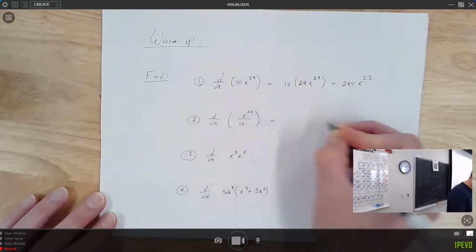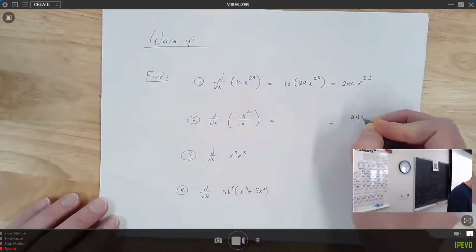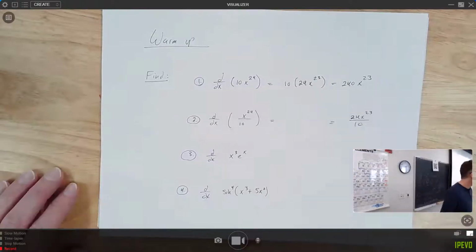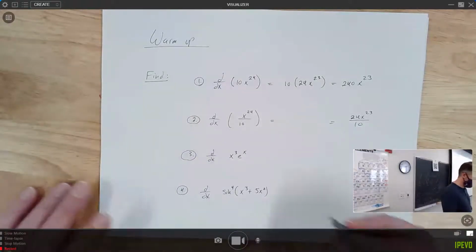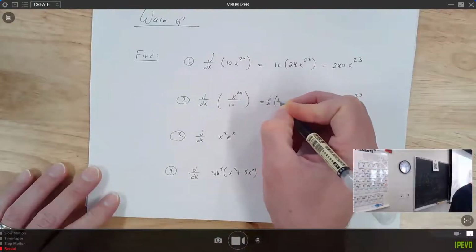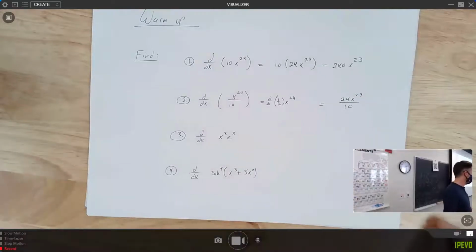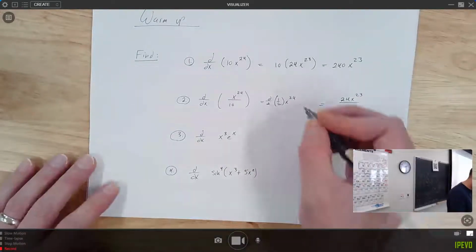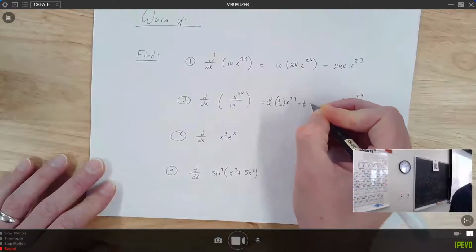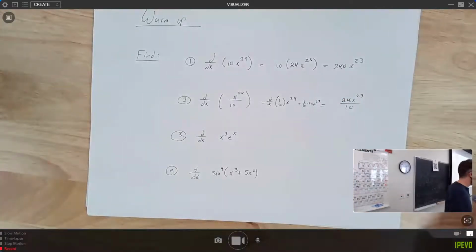And this is really just 24x to the 23rd over 10. The reason that's true is because we're really taking the derivative of 1/10 times x to the 24th. And then it's just a constant multiple. The 1/10 hangs out. You get 1/10 times 24x to the 23rd. And then that's equal to 24x to the 23rd over 10.